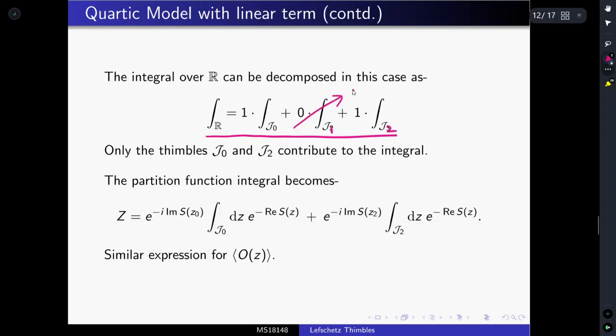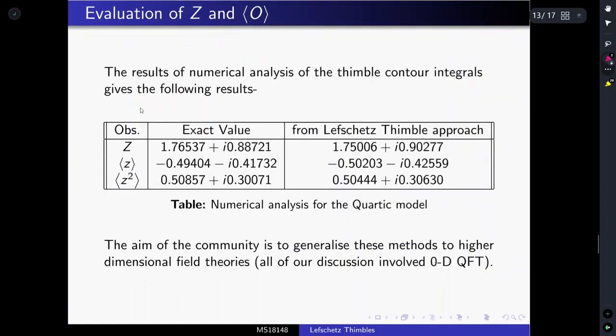And if we decompose it like this, sorry, this should be J1 and J2. So J1 does not give any contribution, and only J0 and J2 contribute to the integral. Our partition function becomes this expression with no contribution from J1, and we get a similar expression for the expectation value of O. These are the numerical results that we get from this method after doing the integrals over the thimbles. This is the only numerical integration that we do here. These match very nicely with the exact values. Exact values can be calculated here, so we can use this method to check if we get physically sensible results.